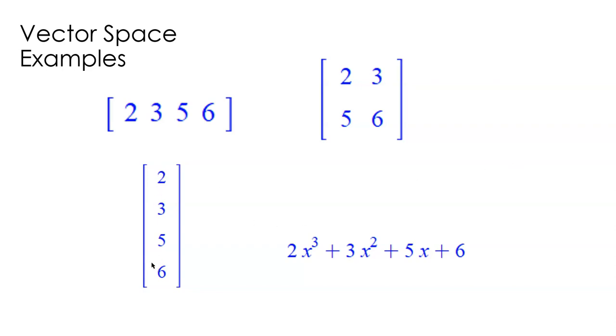I prefer column vectors over row vectors because when I see a row vector, I'm not sure if that's 2, 3, 5, 6 or 23, 56. And putting commas in there starts making you think different things that you shouldn't be thinking. So I prefer column vectors.